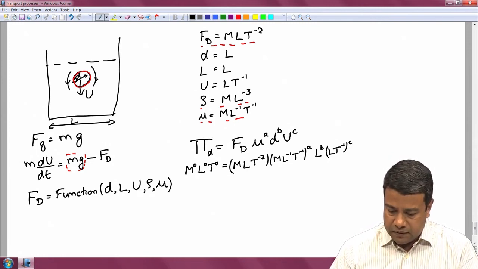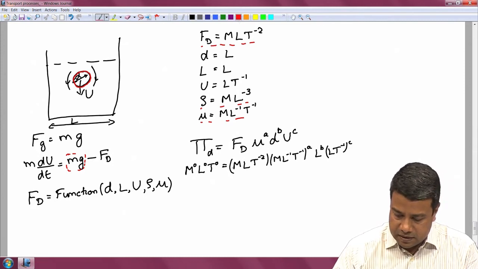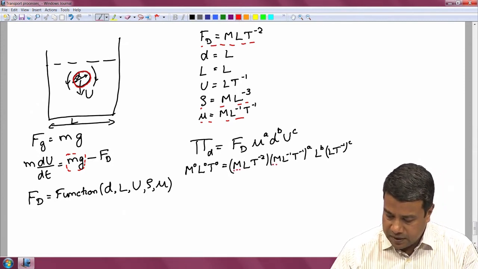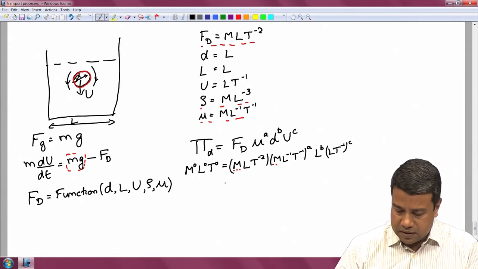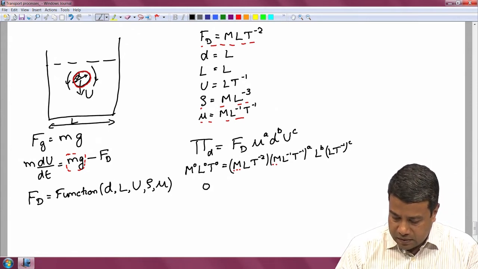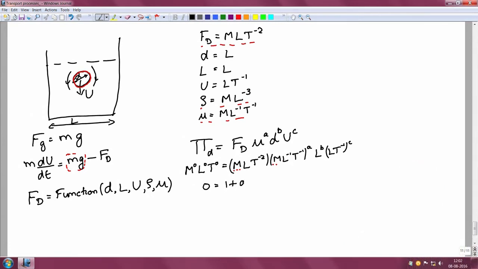So, if I look at the mass dimension in all of these, then I will get one relation, that is 0 is equal to 1 plus A. If I look at the length dimension in each of these, I will get 0 is equal to 1 minus A plus B plus C.